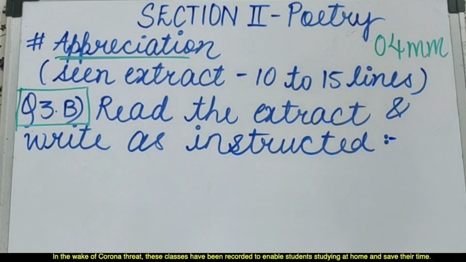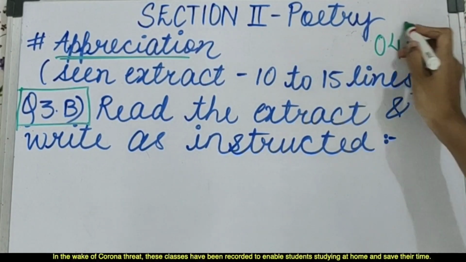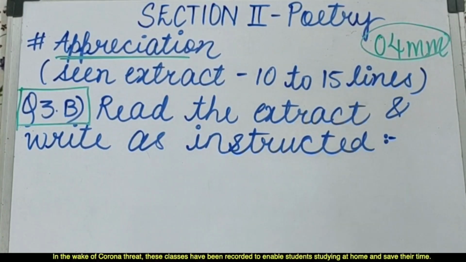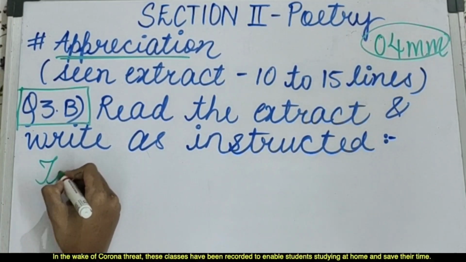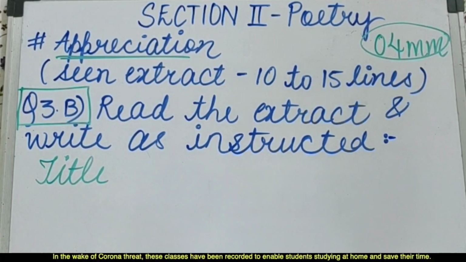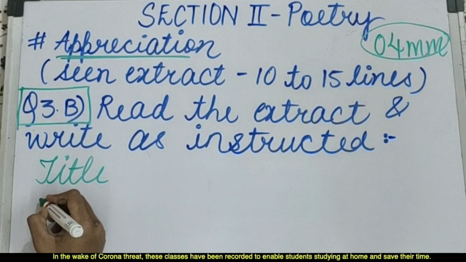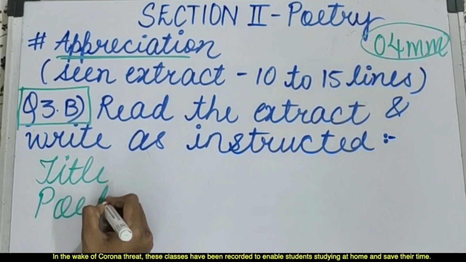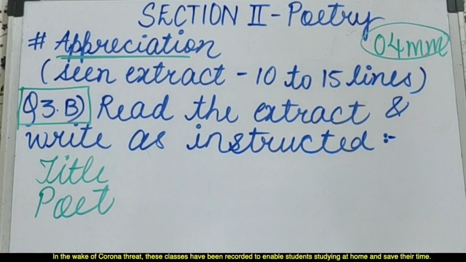And what you need to do is read the extract and write as instructed. आपको कुछ इंस्ट्रक्शंस दिए जाएंगे और आपको जैसा इंस्ट्रक्ट किया गया है वैसा वो एक्सट्रैक्ट को रीड करके करना है. And this carries total 4 marks. So what instructions can be given is you need to write the title of the poem. टाइटल जो है आपको एक्सट्रैक्ट में दिया नहीं रहेगा. टाइटल आपको याद होना चाहिए हर एक पोएम का. टाइटल क्या है, then who is the poet, पोएम किसने लिखा है वो भी आपको याद होना चाहिए.